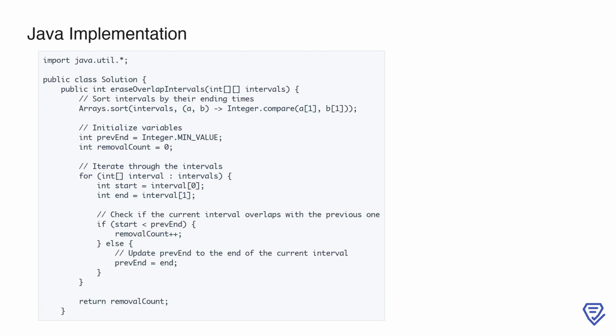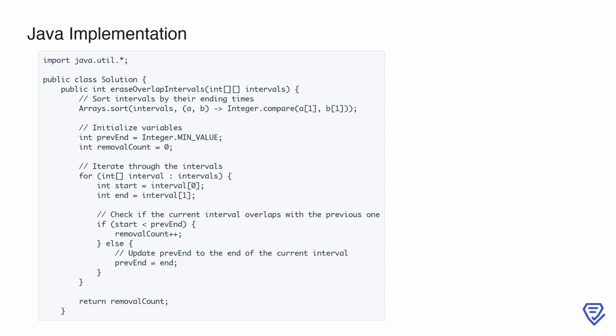Here, we start by importing the necessary libraries and defining the solution class. The main method we implement is erase overlap intervals, which takes a 2D array of intervals as its input. The first step in solving this problem is to sort the intervals based on their ending times. This is done using Arrays.sort with a custom comparator that compares the second element of each interval. Sorting by the end times ensures that we always consider the interval that finishes the earliest, which is key to minimizing overlap.